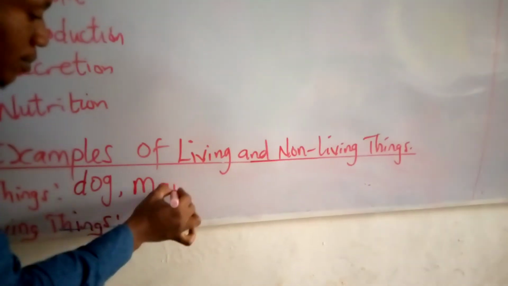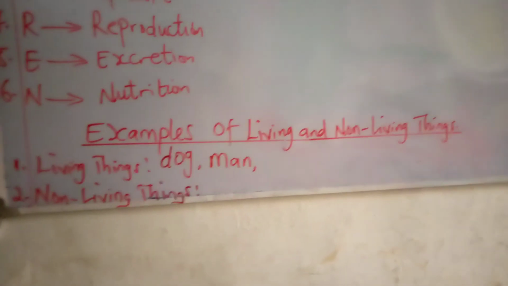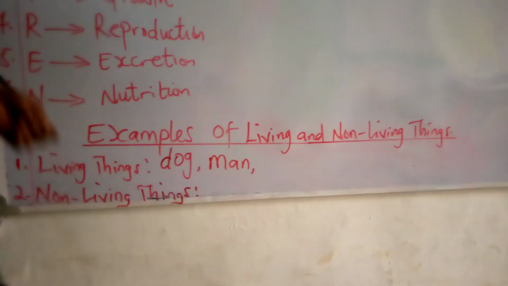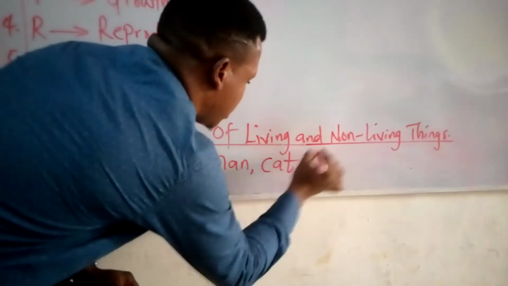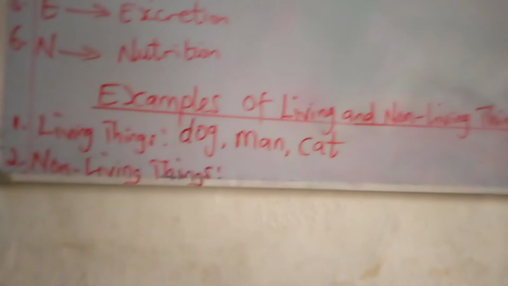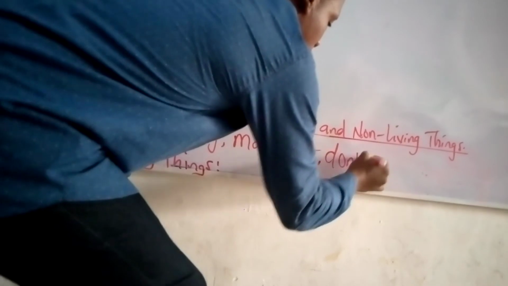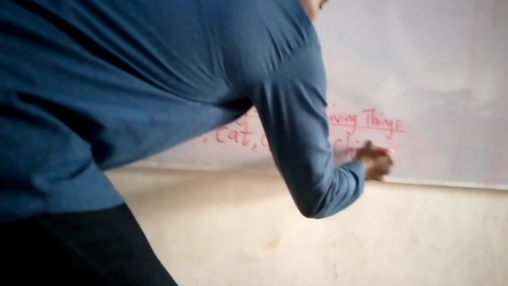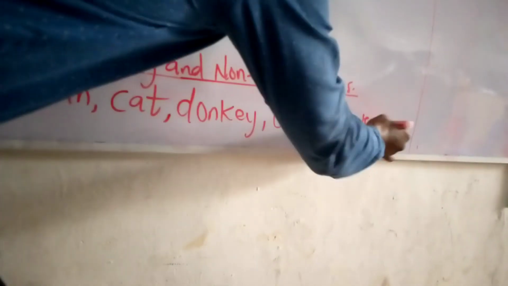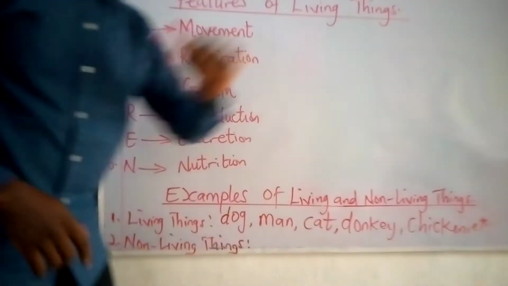Man. A man can move, a man can see, a man can feed, a man can also smell. Ooh, let's see. Cat. A cat moves, a cat eats, a cat smells, and many other things. We have donkey, we have chicken, and we have many more living things. So all these are examples of living things.